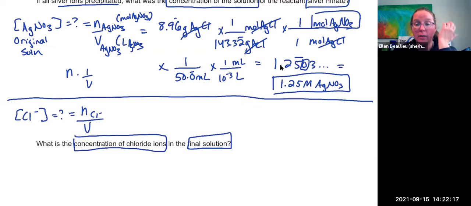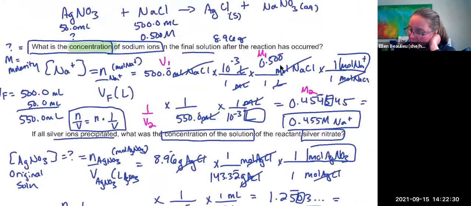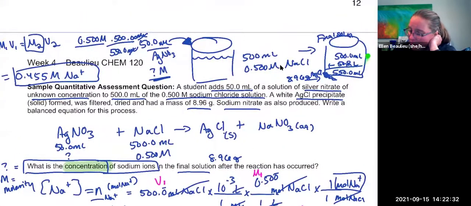Any time a question asks for concentration, it means molar concentration, so moles per volume. If it's the final solution, then it's the final volume. Remember, we've already talked about that. That final volume is everything added up, 550 milliliters. Now this might also be instructive.